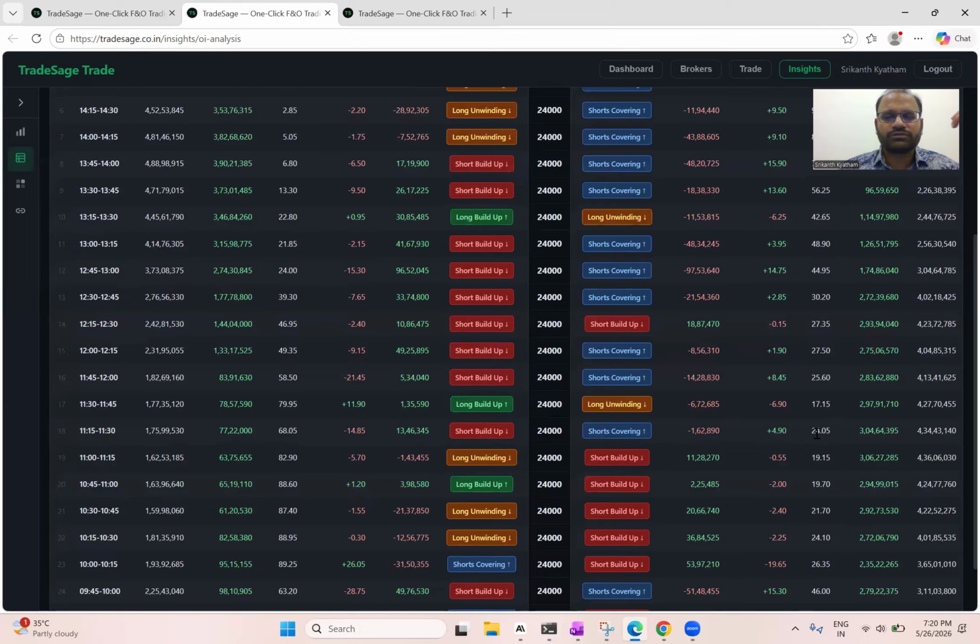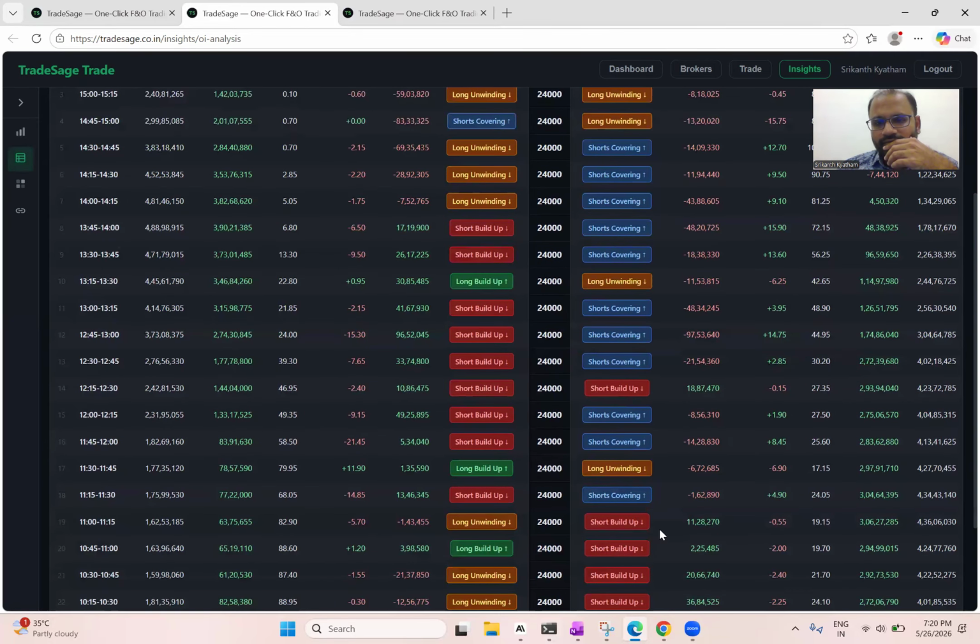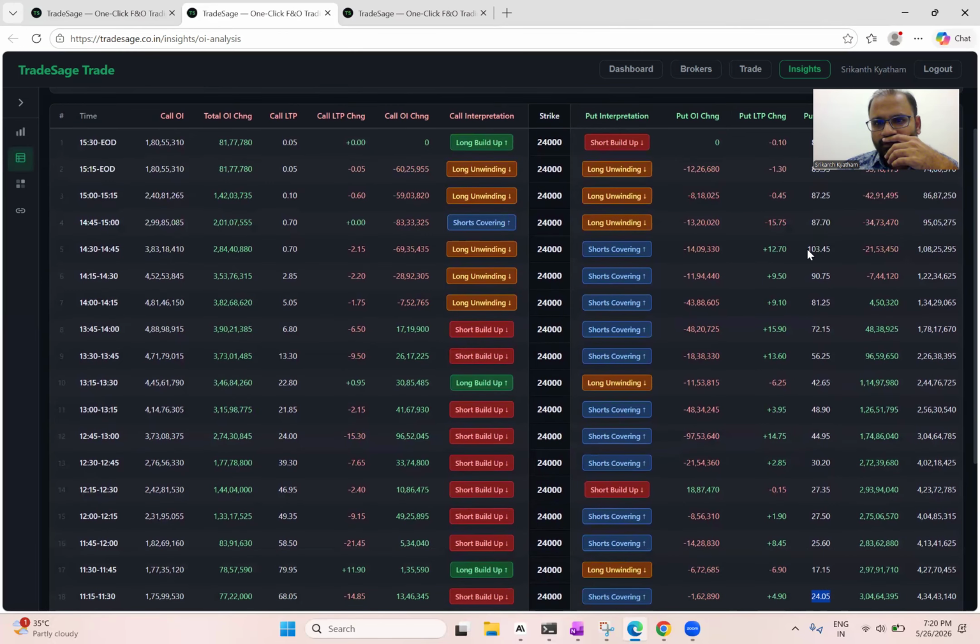Imagine you are a seller, you've sold something at 24, and if the market is at 30, at 35, you would obviously panic because there is unlimited loss for shorts, correct? So they'll try to cover their shorts. And that's what you're seeing over here, right? So relentless short covering. If you look, from 24, at some stage it went over 100.